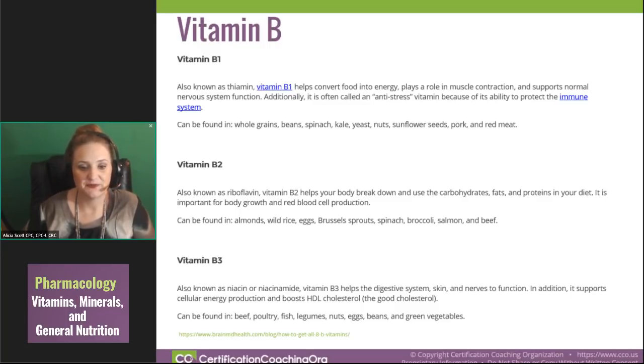Notice it doesn't say, well, I guess it does say fish. Okay, I was going to say, that's a pork. Pork's not in there, right? It's not that pork's bad. It just doesn't have a lot of niacin. Your nuts, legumes. So what's a legume?